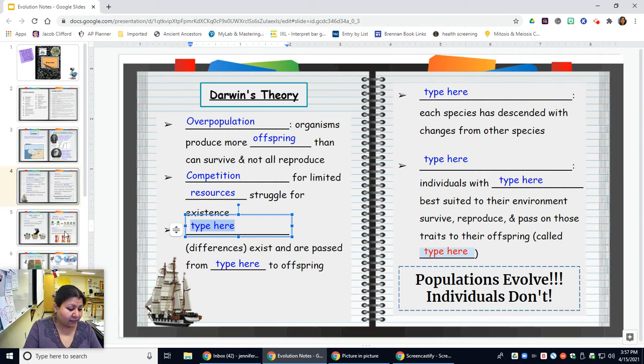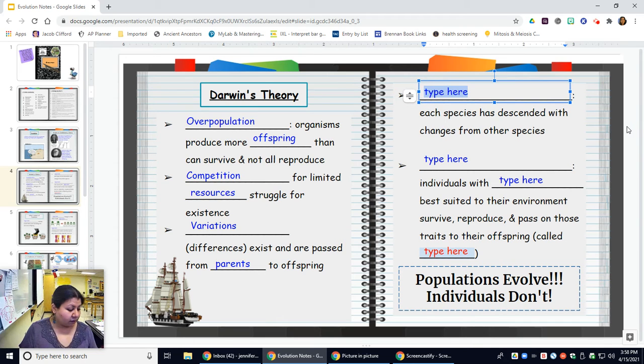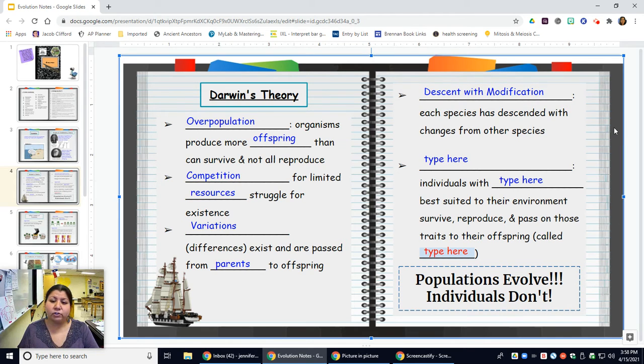So he also noticed that there's variations. Those are differences that exist, and they're passed from parents to offspring. So that ties in with what Mendel thought as well. He also noticed that each species descends with changes from other species, and that's called descent with modification. So once you have a change, once you have a mutation, if it's beneficial, it could stick around. And so if we have some sort of modification in a species, then it's going to be inherited from parent to offspring.